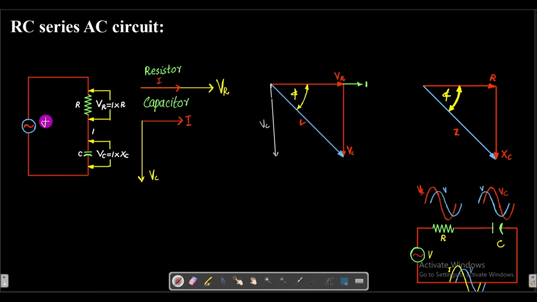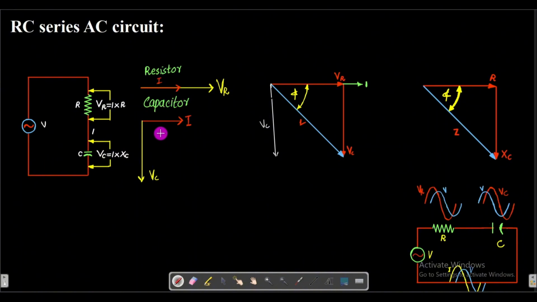We are interested in finding the total voltage, so we have to add the voltage of the resistor and the voltage of the capacitor, and that will be equal to the resultant voltage. So we do not add them directly. This is actually represented by this phasor diagram. For that we will have to apply the rules of vector algebra.